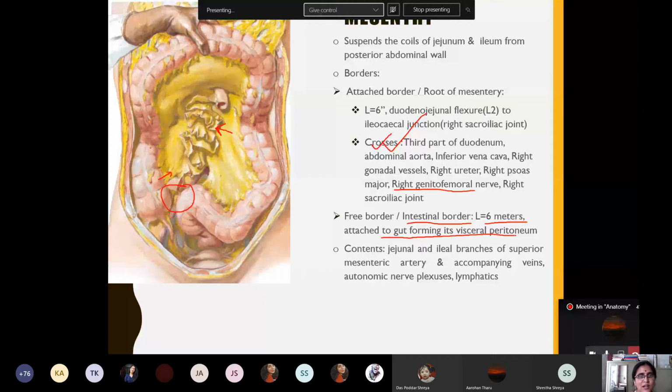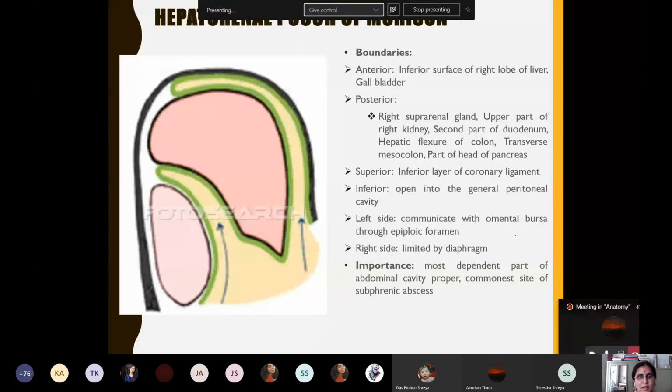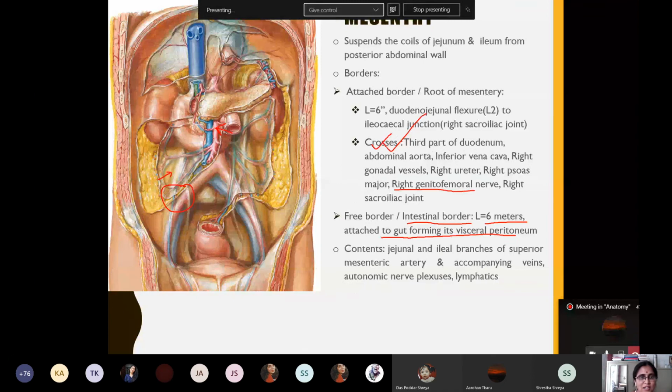Now, what is the content of the mesentery? The contents of the mesentery are, can you see this vein? This is superior mesenteric vein. This is superior mesenteric artery. The mesentery consists of the jejunal and ileal branches of superior mesenteric artery and accompanying veins, tributaries of superior mesenteric vein. In addition, it consists of autonomic nerve plexus, sympathetic and parasympathetic, and lymphatic plexus.